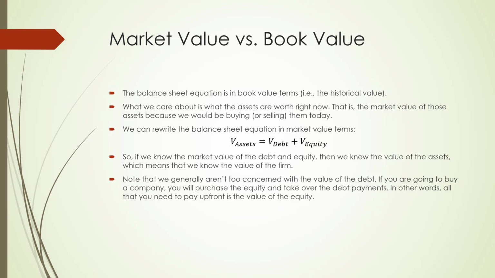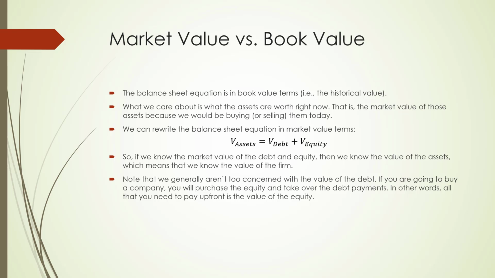What we really care about is what is the market value of the assets. In other words, if we were to sell them right now, how much money could we get for them? And that is almost certainly different from what they're kept on the balance sheet at. So we want to take that balance sheet identity and convert it into market values. And that's what we see here. In the equation, the V stands for value. So we have the value of the assets equals the value of the debt and the value of the equity. And of course, when I say value here, I'm talking about the market value.